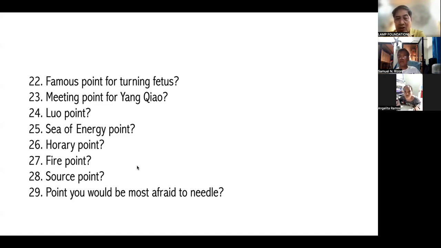The point na medyo nakakatakot i-needle. UB1, Doc. Okay. Bladder 1. Also Stomach 1, di ba? Siguro ide-demo mo kung paano mag-needle. Okay, i-drawlats tayo ha kung paano mag-needle. Kailangan marunong ka. Sige, Doc.